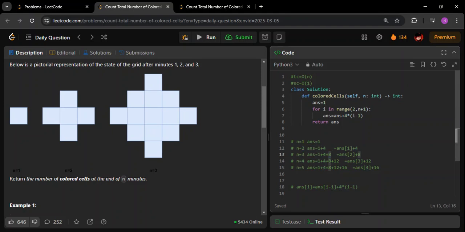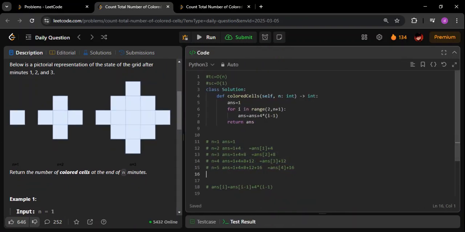Similarly for n equal to 4, this 12 will get added to the previous answer. Similarly for n equal to 5, the 16 will get added to the previous answer. Okay, so this is how it is coming. You can go through it, maybe pause the video, go through it, and then we'll try to see how we are getting a logic here.